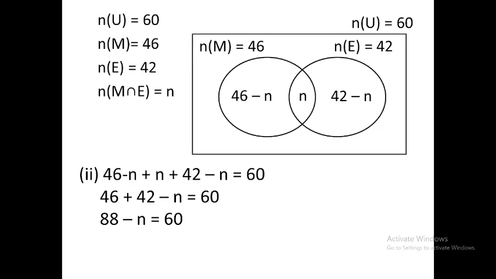We group like terms. And so at the end we'll have 88 minus 60 equals n. Finding the difference of 88 and 60 will be 28. And so we can say, therefore, the number of students who passed in both subjects is 28. I believe it is clear. Let's take the next question.